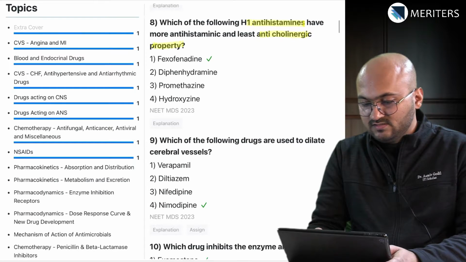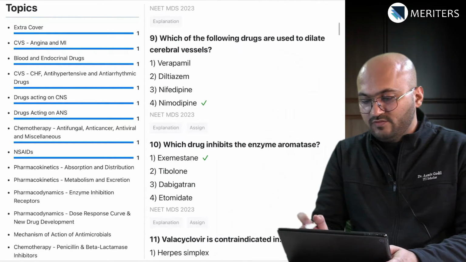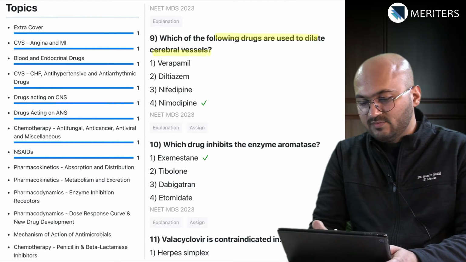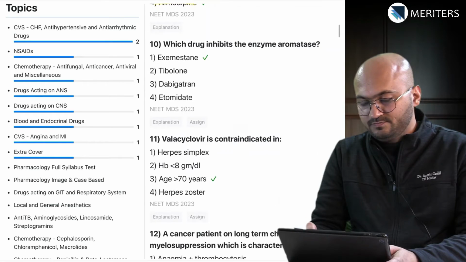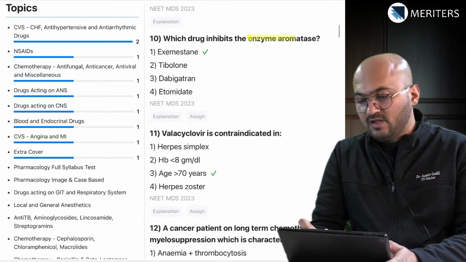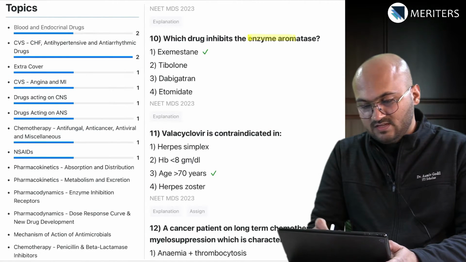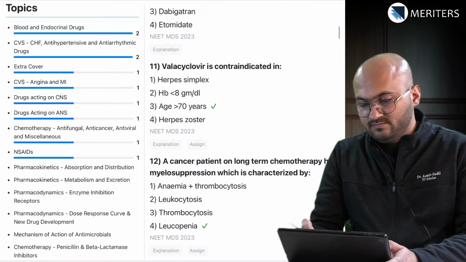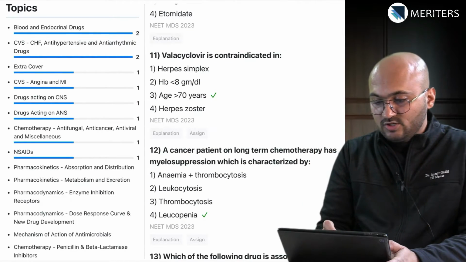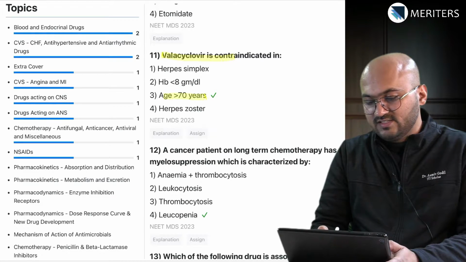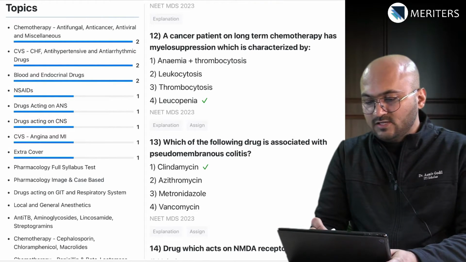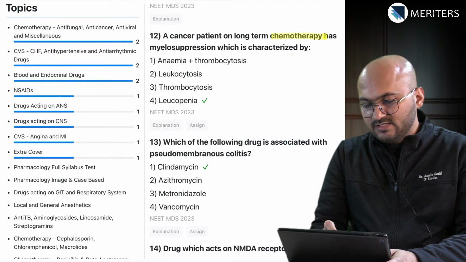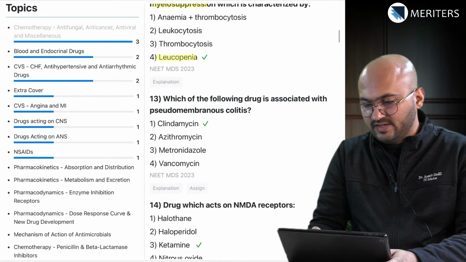So that's antihistamines. Which of the following drugs are used to dilate cerebral vessels? Nimodipine. Cardiovascular. Which drug inhibits enzyme aromatase? Endocrine. Valacyclovir is contraindicated in ages greater than 70, antiviral drugs. A cancer patient on long-term chemotherapy has myelosuppression which is characterized by leukopenia, that's anti-cancer drug side effects.